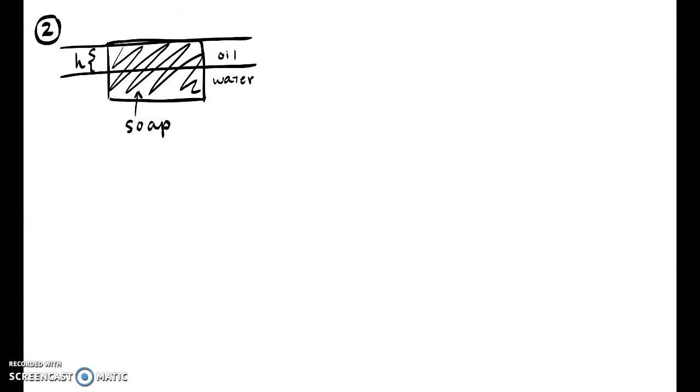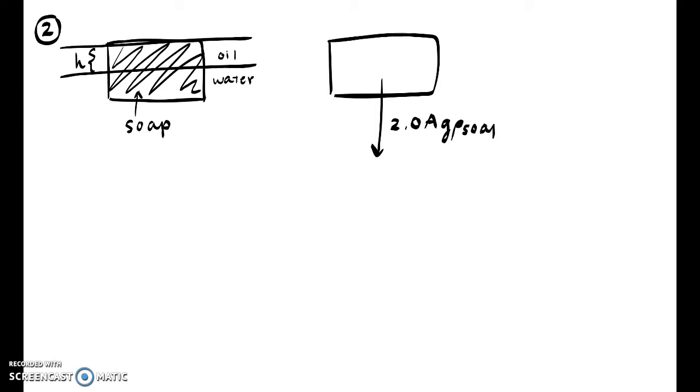We're asked to find the depth of the oil layer when the top of the soap bar is exactly level with the top of the surface of the oil. So in this case, let's draw a force diagram again. We still have the gravity acting upon the soap. So we have the total volume, which is equal to 2.0 times A, where A is the surface area of the top part of our soap bar, times G, and also times the density of the soap.